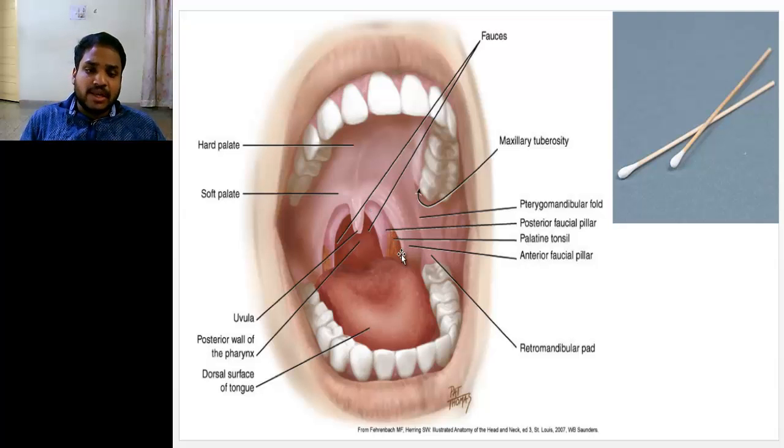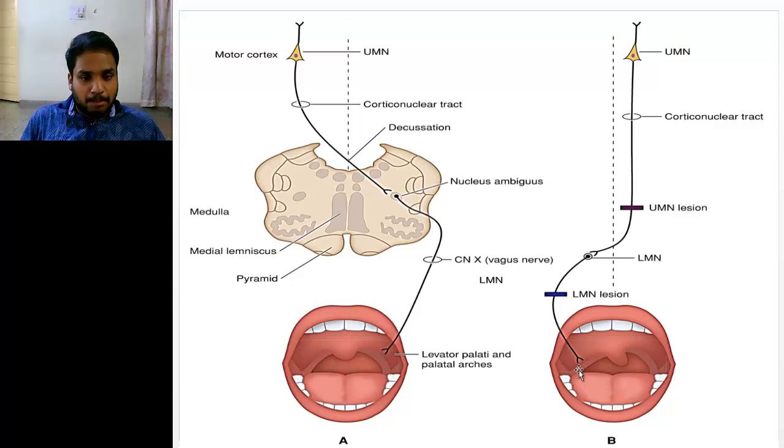So in case of unilateral 10th nerve lesions, unilateral vagus nerve lesions, what happens? The palatal arch on the affected side would be at a lower level compared to the normal side. And what happens to the uvula? The uvula is pulled towards the normal side or the healthy side, right? So in case of a unilateral 10th nerve lesion, the palatal arch would be at a lower level and the uvula would be pulled to the healthy side. Fine.